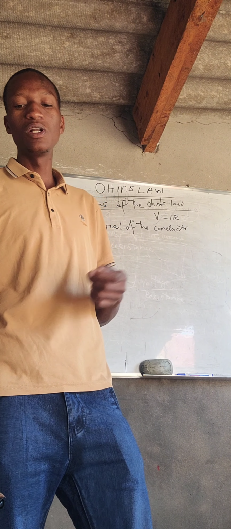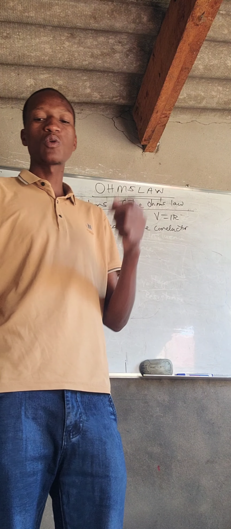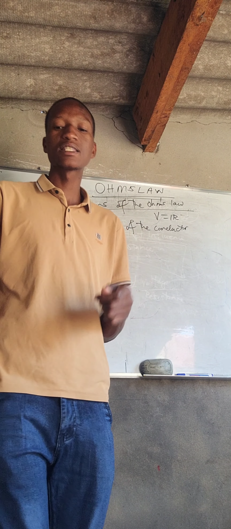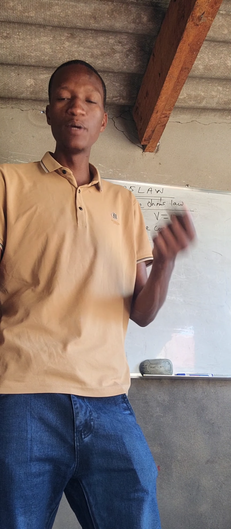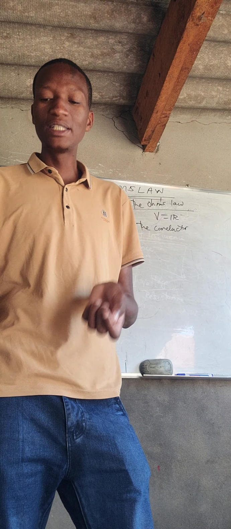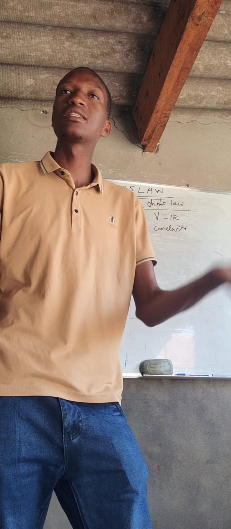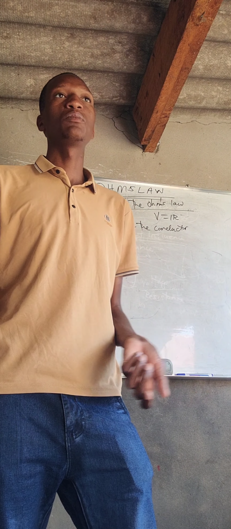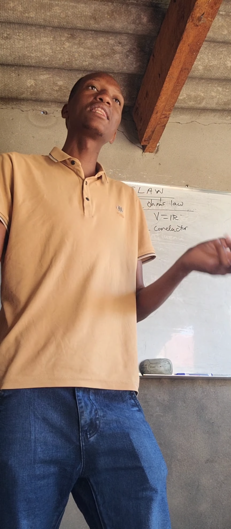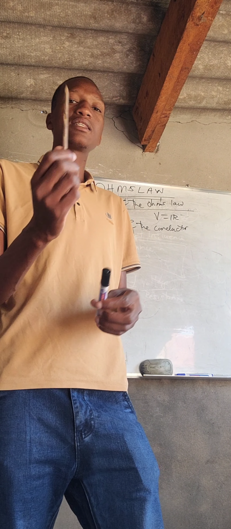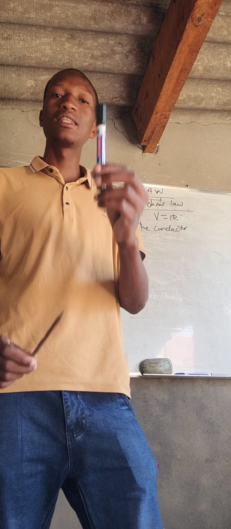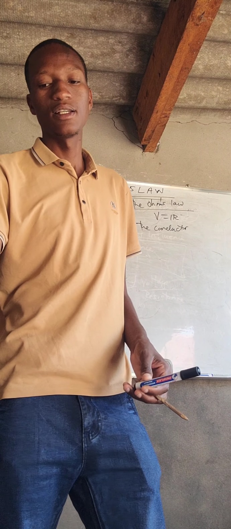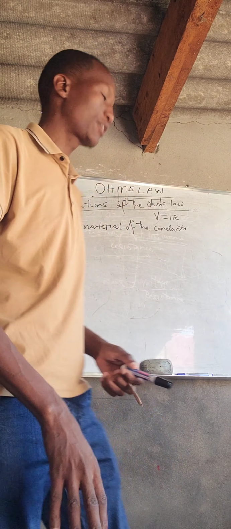Are we together? Also, the length of the conductor affects resistance. For instance, a long piece of wire has more resistance than a short piece of wire. Then we have the temperature of the conductor. A material with a higher temperature has more resistance than a material with a low temperature. Again, thickness. Let's say this is a wire and this is a wire. A thin wire is more resistant than a thick wire. Are we together? Right.